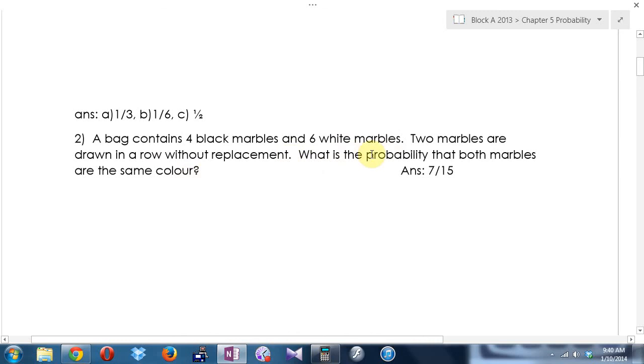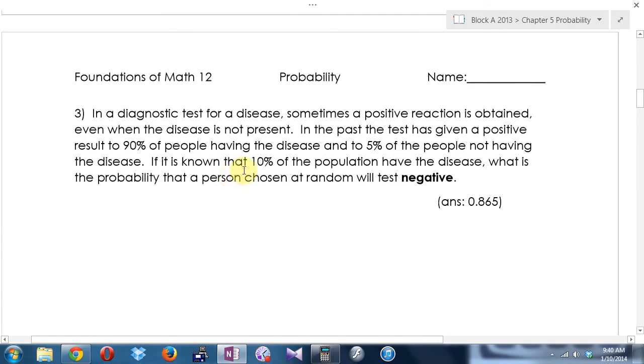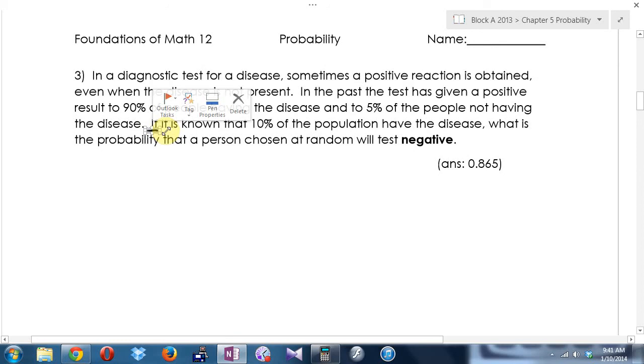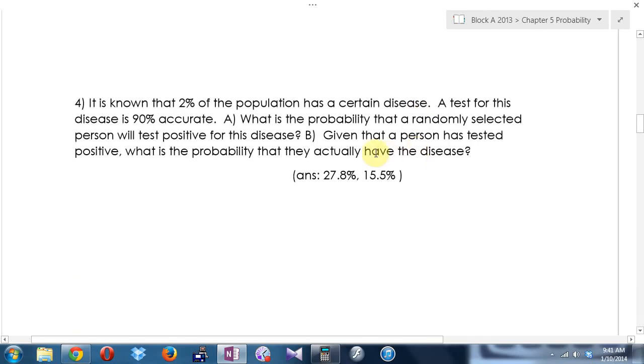Number 2, it says what's the probability that both marbles are the same color? I don't see a given or a suppose or an if. No conditional yet. Conditional for number 3 because it says if it's known. That might be a conditional, maybe not. Actually, you know what? I take that back. Number 3 is still not conditional because negative is at the bottom branch. You're just going to go down the branch. Number 4 is your first conditional right there.